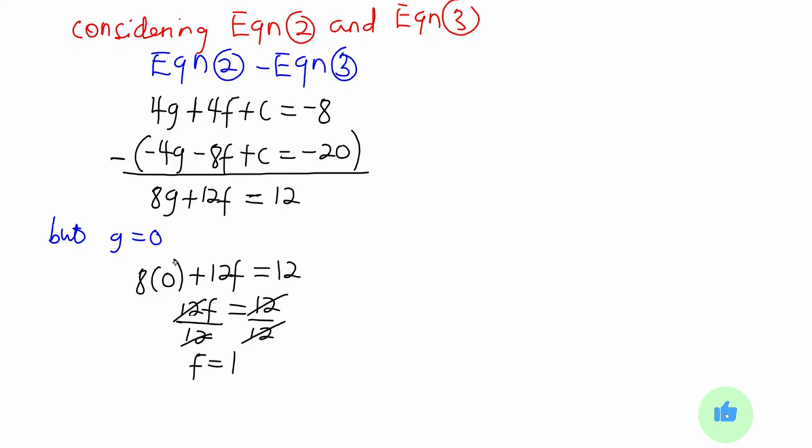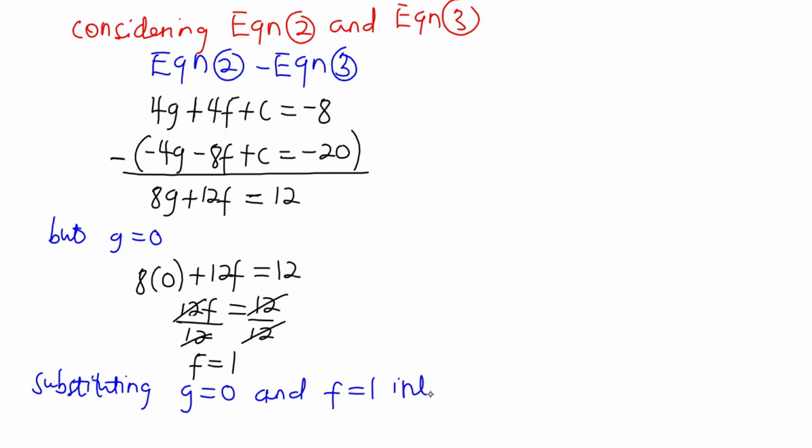Now the next variable left here is C. So we just have to substitute the value of G and F into either equation 1, 2, or 3, because they are the equations that contain the 3 variables. So since we are going to substitute into equation 1, 2, and 3, then we can choose any of them. So preferably we are choosing equation 1. Now we can state here, substituting G is equal to 0 and F is equal to 1 into equation 1. We are doing that to find C.